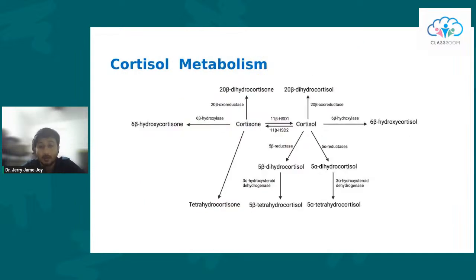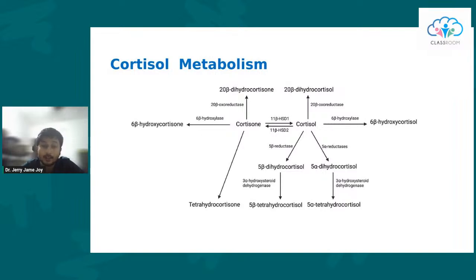The cortisol metabolism is very important. Cortisol is the active form. Cortisol is converted to cortisone. Cortisone is the inactive form. It does not have a mineralocorticoid or glucocorticoid receptor action, and this is mediated by 11 beta HSD2 enzyme, which is present in the liver.